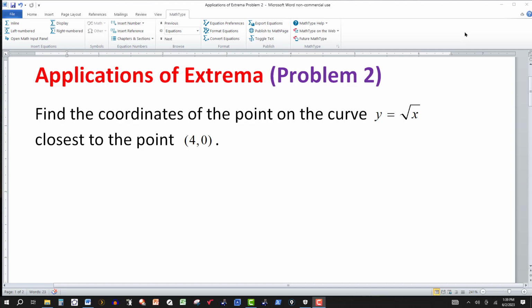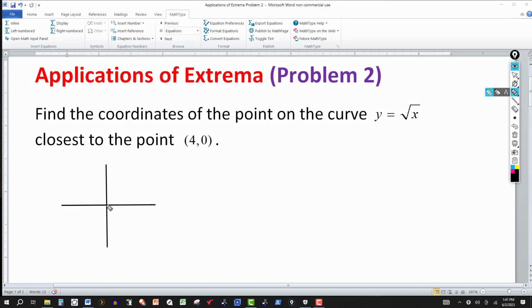In this video we have another problem dealing with applications of extrema. So here's the problem. Find the coordinates of the point on the curve y equals the square root of x closest to the point (4, 0). So this is really a minimum problem. If you want to pause the video and take a shot at this, go ahead, then I'll be right back.